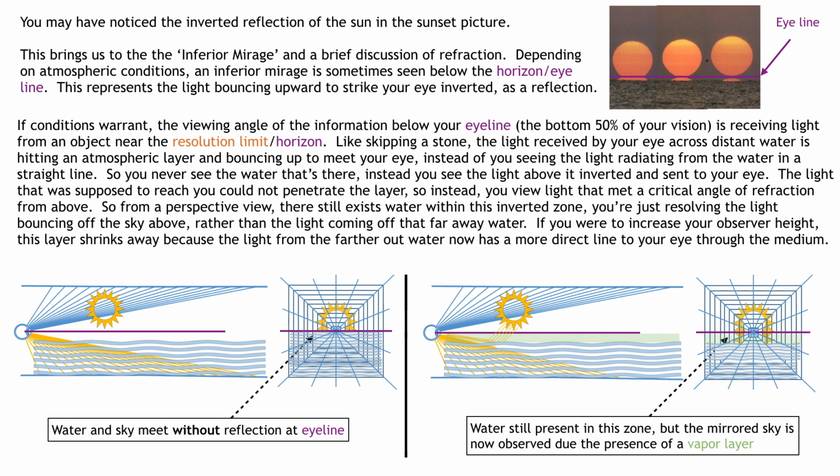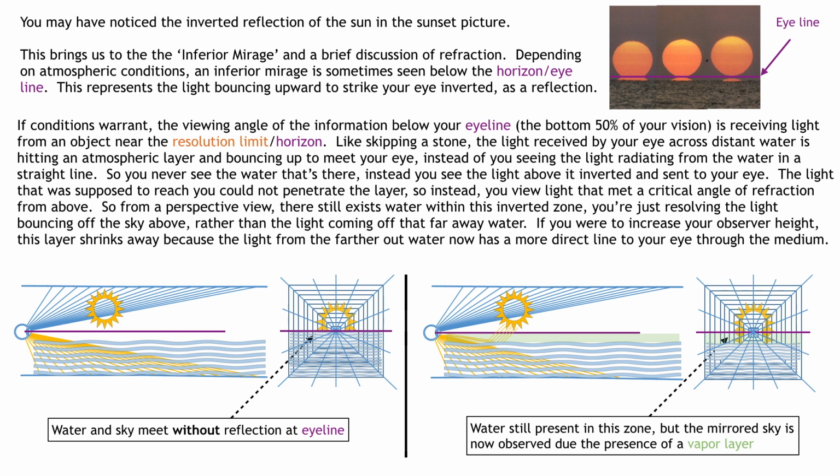The light that was supposed to reach you could not penetrate the layer, and so instead you view the light that met a critical angle of refraction and reflection from above. So from a perspective view, there still exists water within this inverted zone. You're just resolving the light bouncing off the sky above instead, rather than the light coming off that faraway water at a shallow angle. So if you were to increase your observer height, this layer shrinks away to reveal the water underneath, because the light from the further out water now has a more direct line to your eye through the medium.